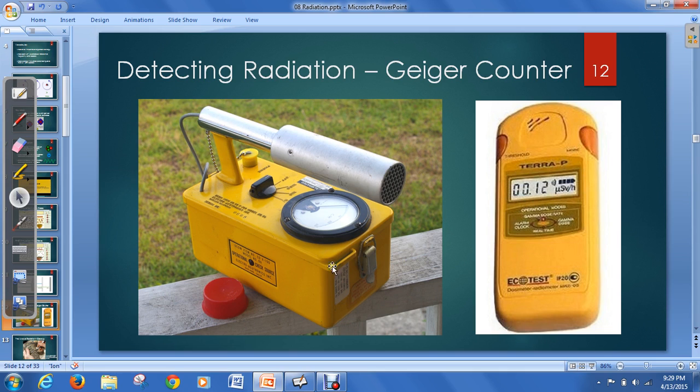Okay. So that's all we want to cover for this podcast. Hopefully that gives you a nice basic foundation of what radiation really is and how we detect it and measure it and analyze it. Next time, or next podcast, we're going to look at the uses of radiation and some of the dangers of radiation and how we can prevent it and control it.